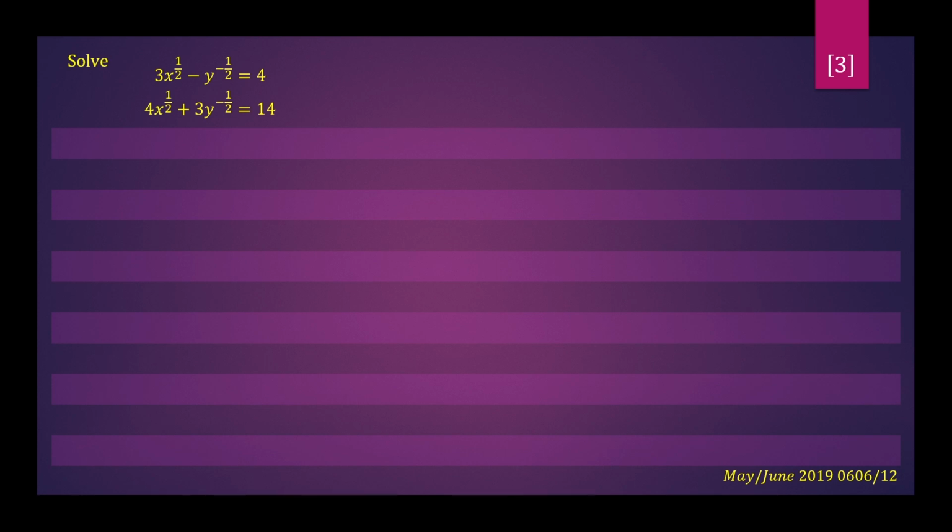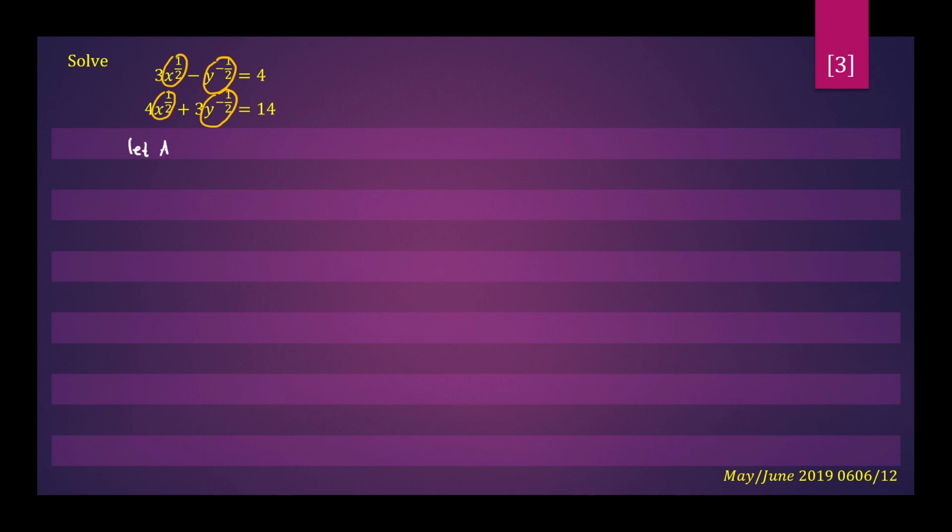Hi everyone, in this question we want to solve a pair of simultaneous equations. The first thing we should note is that we have fractional indices: we have x to the half power here, x to the half power here, and also y to the negative half power and y to the negative half power here. So the best way forward here is to make a substitution.